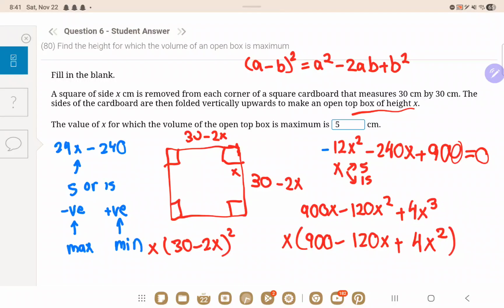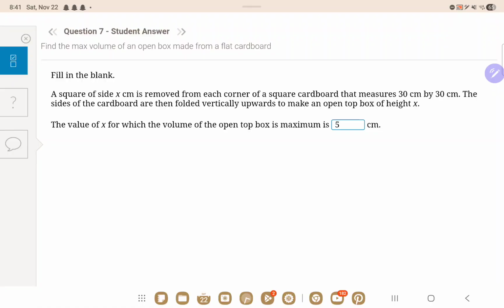This works in reverse for the double or second derivative. So when you do the derivative twice and you get a negative number, that's the maximum, and when you do it twice and you get a positive number, that's the minimum. So the volume where the open top box is maximum is gonna be at 5. Moving on to our next question.